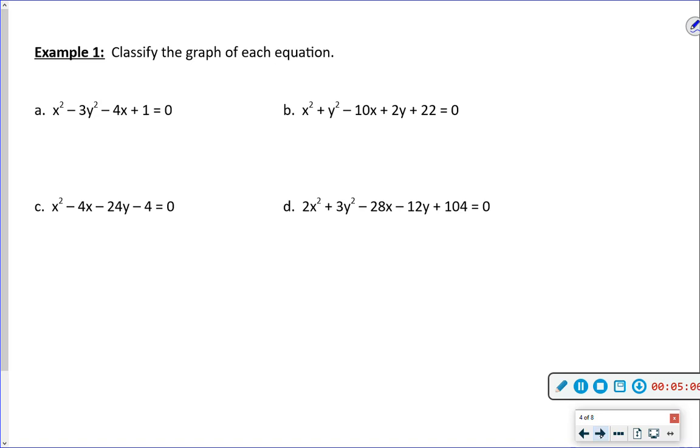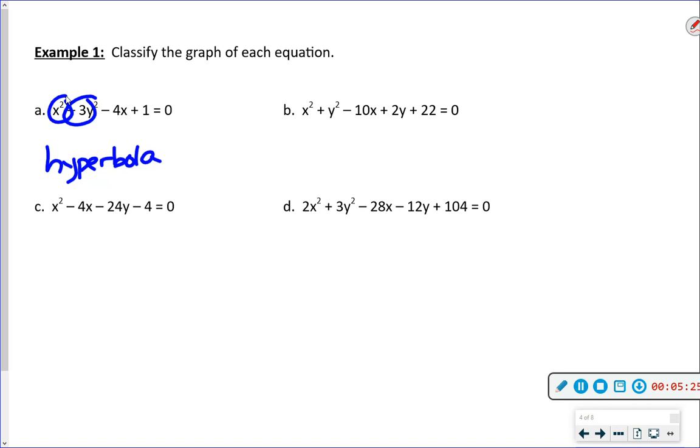Hyperbola. We have our two squared terms and the one's a minus, opposite signs. What do you got for B? Wrong. What? You know I could throw something at you.